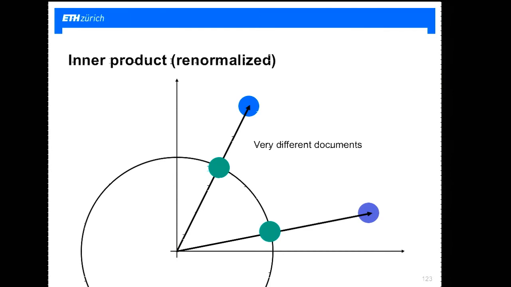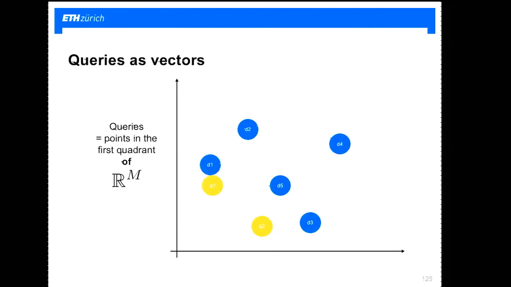Who cares? But the thing is, the queries can also be considered vectors. And this is why this is so beautiful, because a query is also a bag of words. So you can construct the vector in exactly the same way. You can also renormalize them and so on. And then you can compute the cosine between the query and each document.